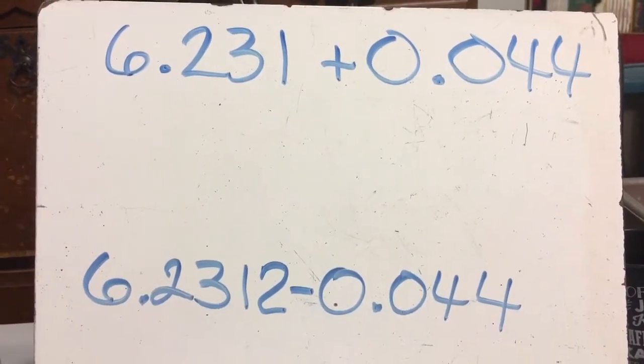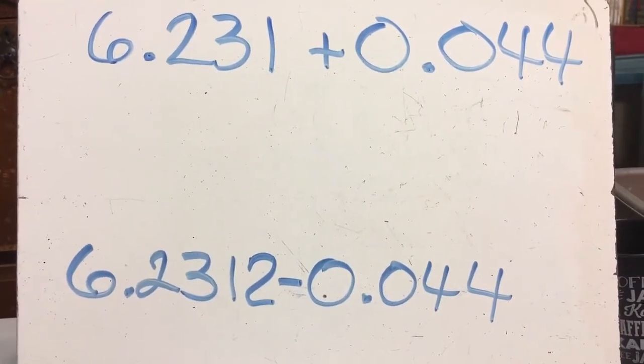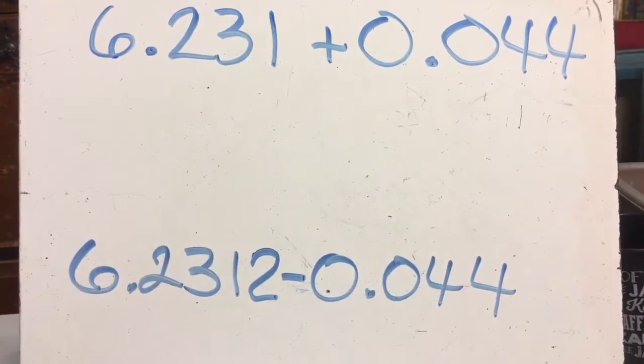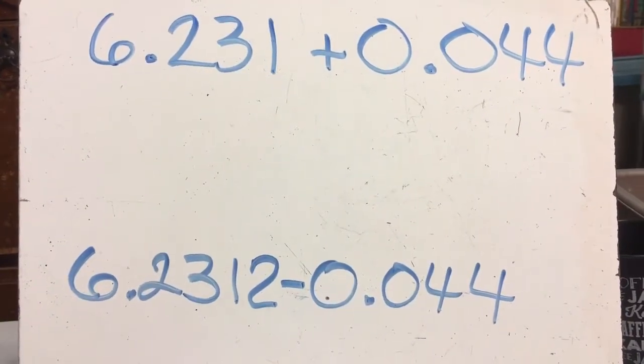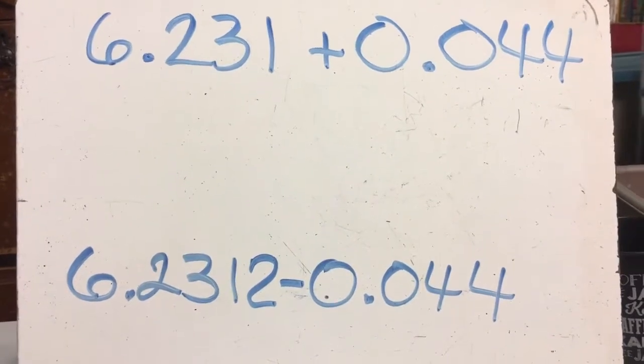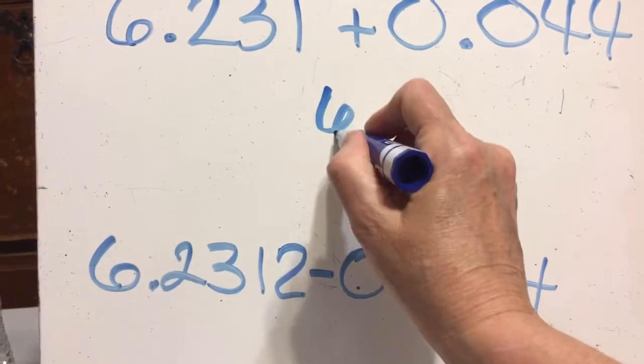The next little section is about how to add and subtract decimals. When we add and subtract decimal numbers, we must line the decimals up right on top of each other, because we have to add the tenths place with the tenths place and the hundredths place with the hundredths place, and so forth and so on. The place value matters.